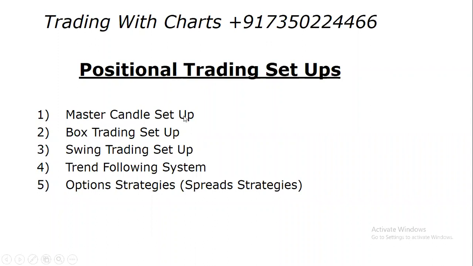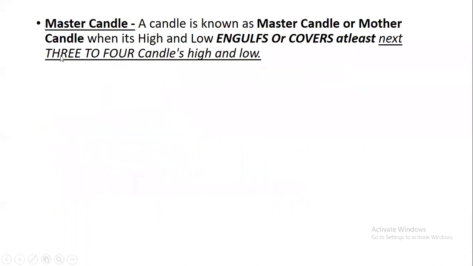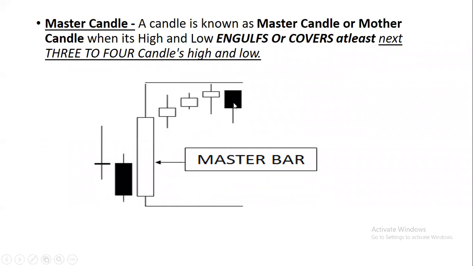Let me give you the very quick introduction of what exactly Master Candle is. Now here is the definition of master candle on your screen. See, a candle is known as master or mother candle when its high and low covers at least next 3 to 4 candles high and low. Now guys, to explain this definition, I have a master candle image with me. Look at this big bullish candle.